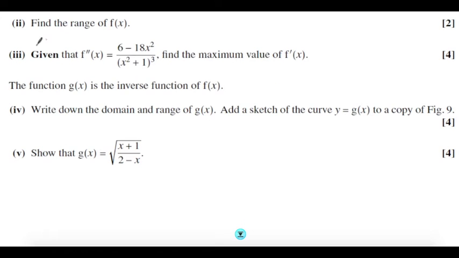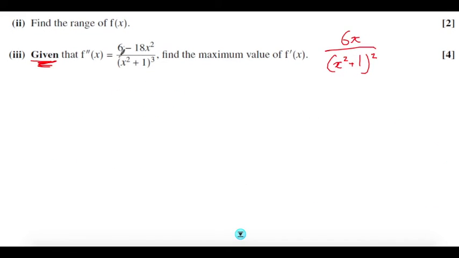Right, so we're on the right tracks. Right, given that, bold, we don't need to work this out. Given that the second derivative is this, find the maximum value of f dash of x. Okay, so not the maximum value of f of x, the maximum value of the derivative. So our derivative was 6x over x squared plus 1 all squared. So if we're finding the maximum value of f dash of x, we need to differentiate it and set that to 0. So if we differentiate this, we're told we get this.